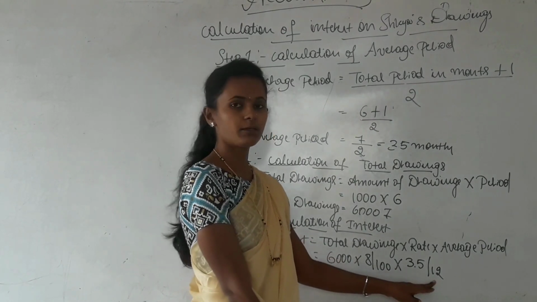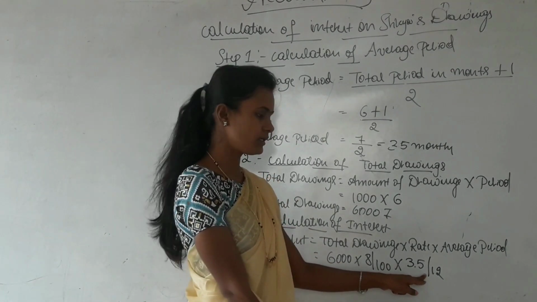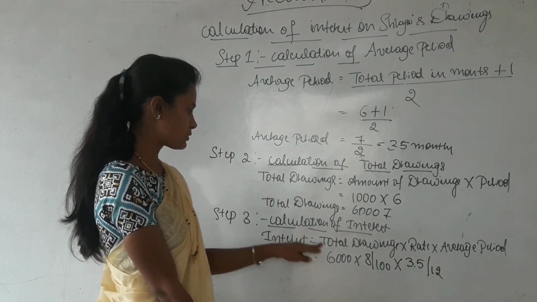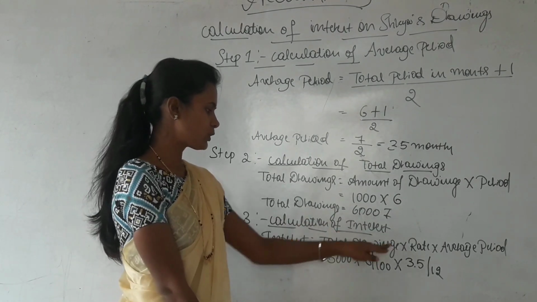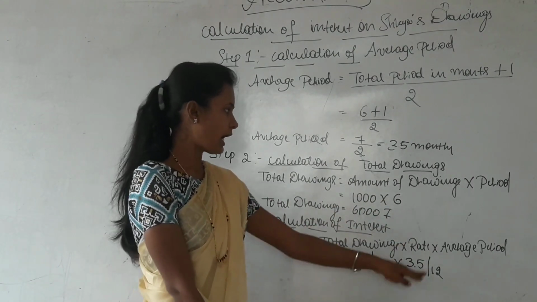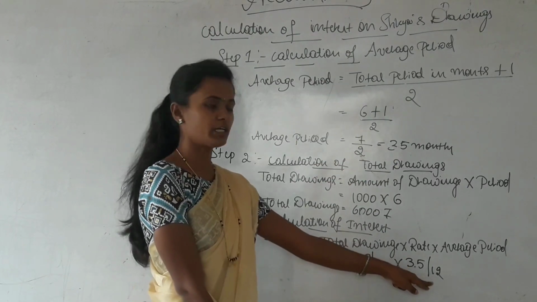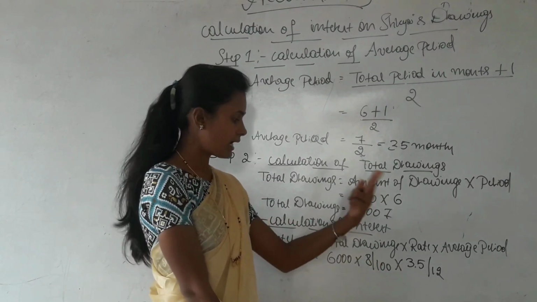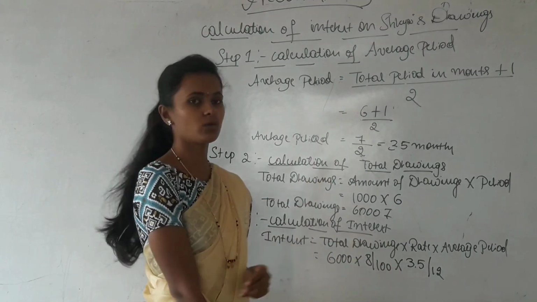In a year we have 12 months, and in this problem our average period is 3.5 months. So this 6000 is the total drawings we got in step 2, into the rate given in the problem, 8%, into the average period we calculated in step 1, 3.5 divided by 12. Twelve is the months in a year, and 3.5 months is the total average period.